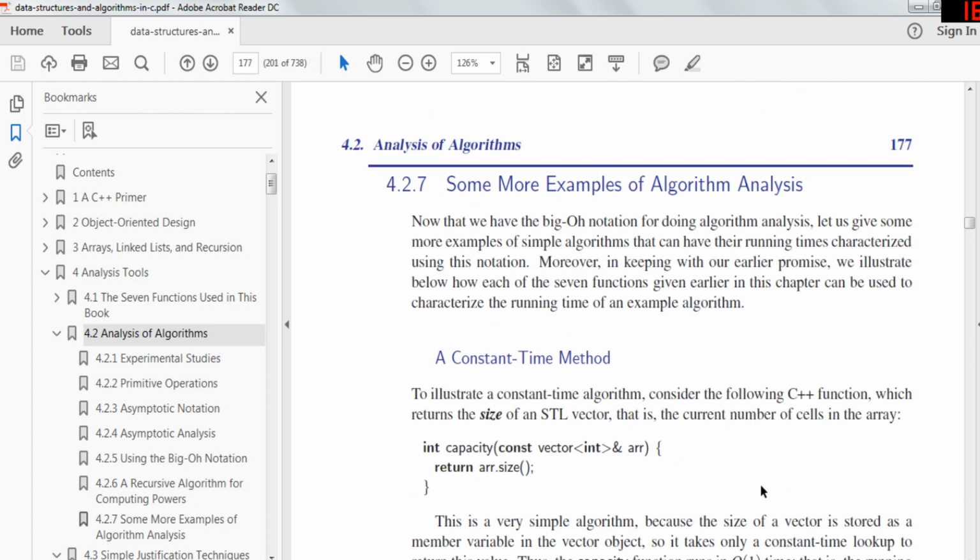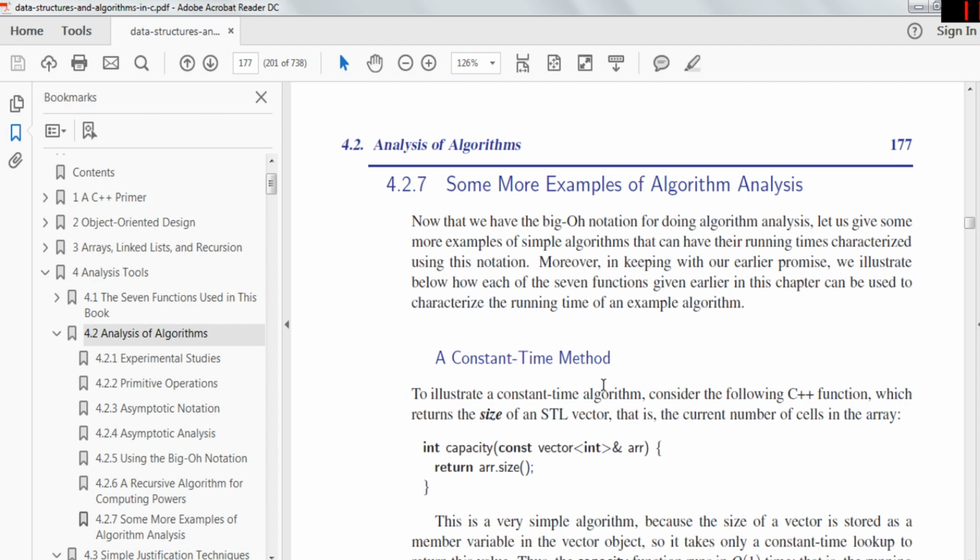Alright. Some more examples of algorithm analysis. So now that we have big O for doing algorithm analysis, we're going to give more examples of simple algorithms that can have their running time characterized in this notation. We can illustrate how each of the 7 functions given earlier in this chapter can be used to characterize the running time of an example algorithm.